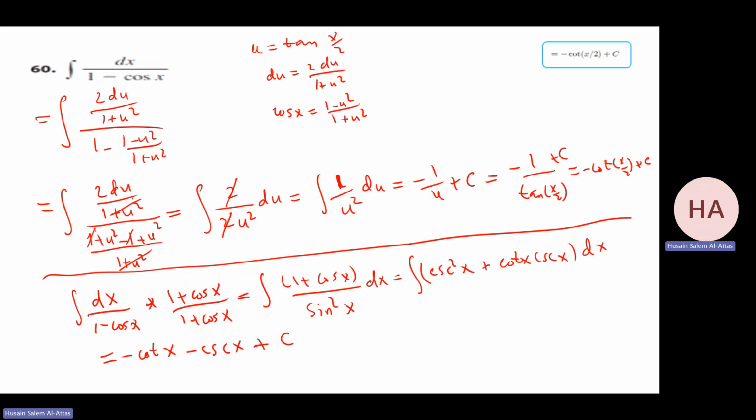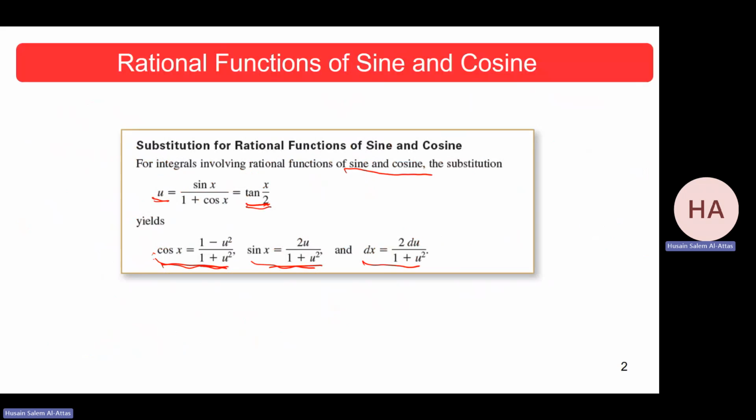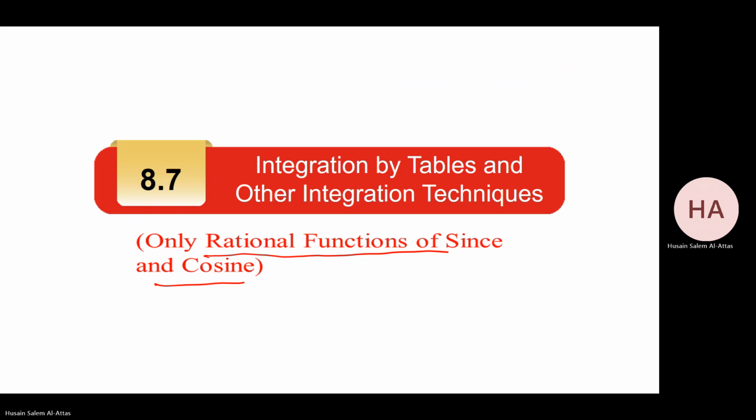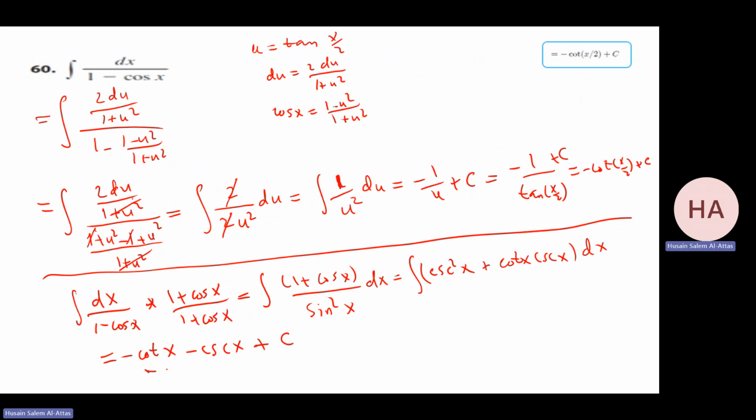Are they the same? Remember, tan x over 2 is this, sine x over 1 plus cosine. So cotan x over 2 will be what? 1 plus cosine x over sine x, which is cosecant plus cotan. Yeah, times minus, so minus cosecant minus cotan. Which is this? So this is similar to this one. Exactly.